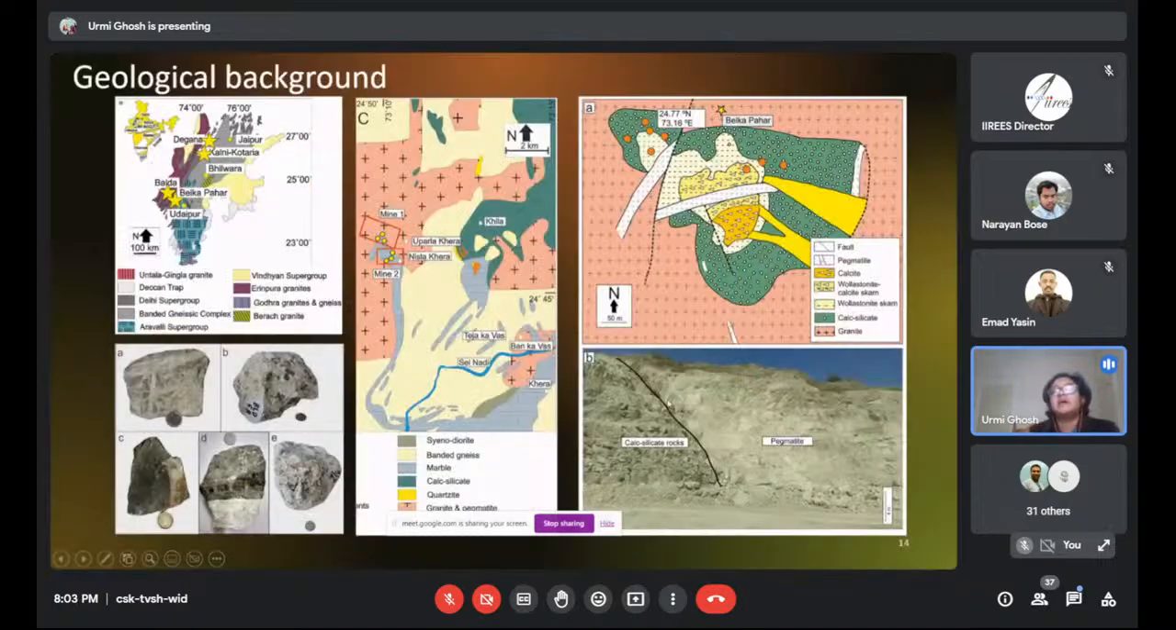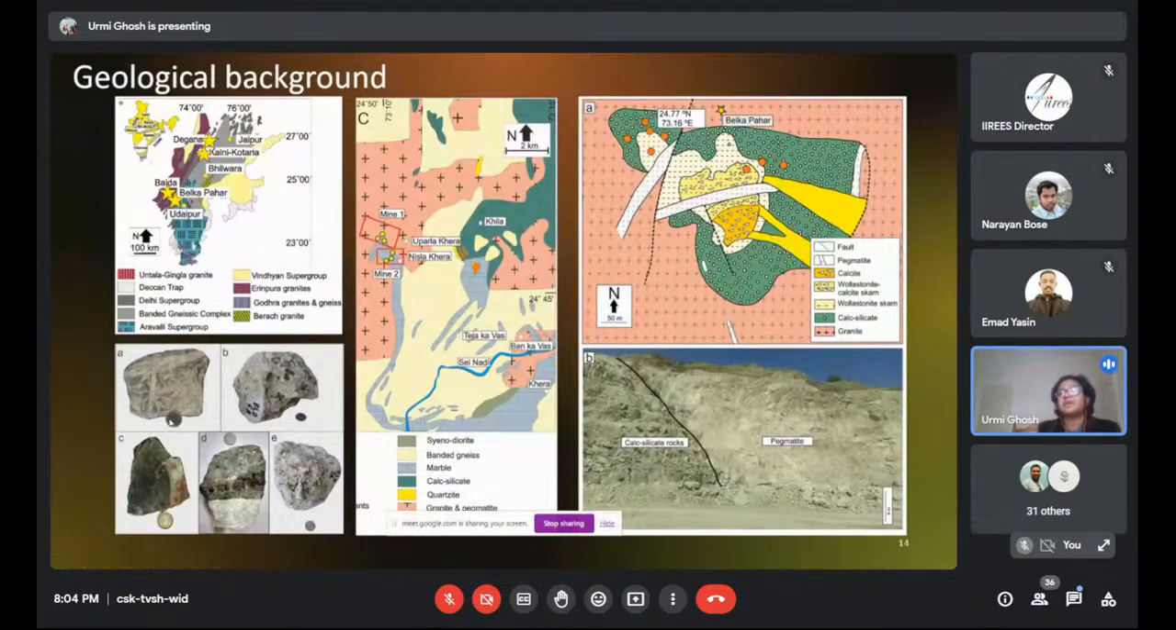So basically, my PhD was focused on three of these locations, but to give this case study overview I would just discuss a little about this Belka Pahar region. It is the largest wollastonite mine in India, and these are the geological maps of that region. Here you can see that the pegmatite is intruding into the calcsilicate rocks, and these are some of the samples that I collected from the field.